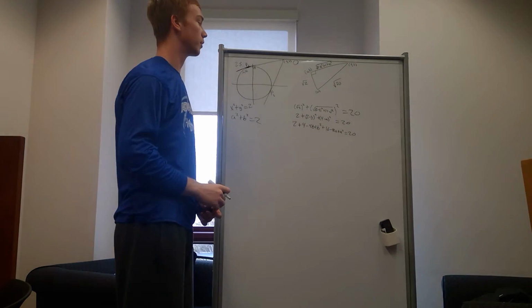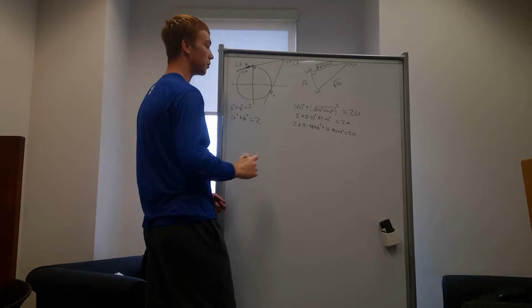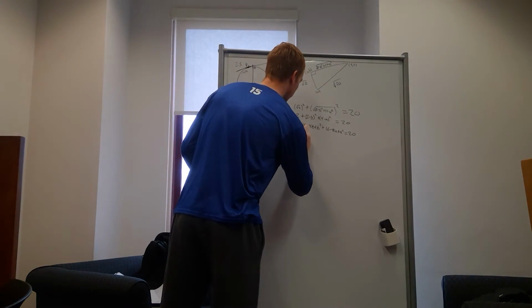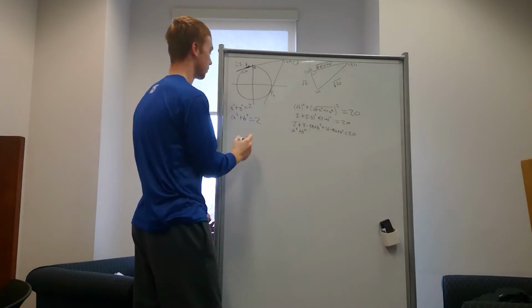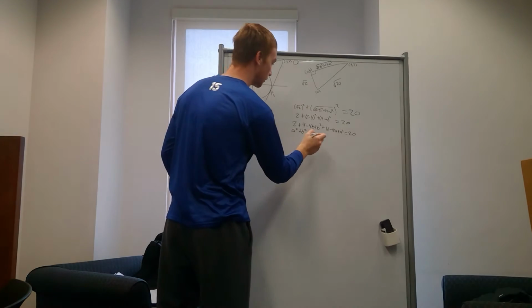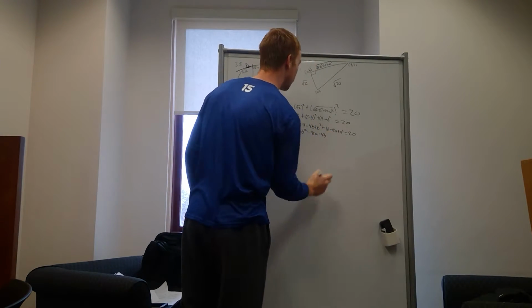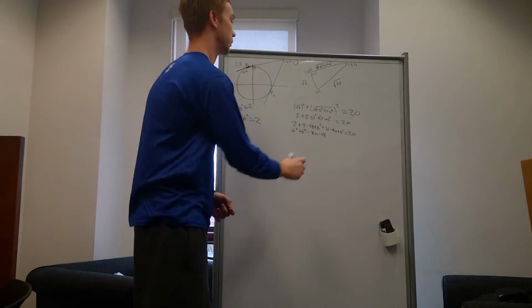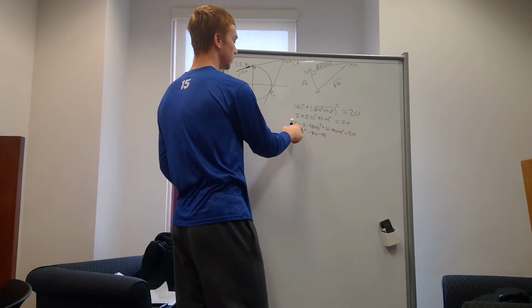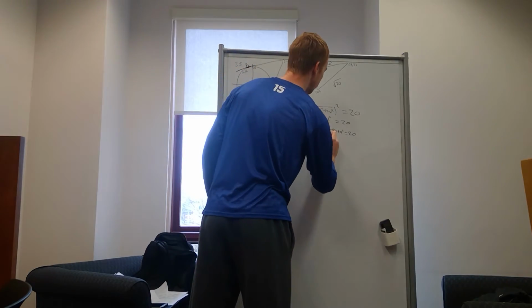So there, I just FOILed both those things out. I'm going to bring the A squared and the B squareds together. I'm doing that because then we're going to plug in 2 for that. Minus 8a minus 4b. I'm going to bring everything else to the right side. So 20 minus 16 is 4. Minus 4 is 0. Minus 2 is negative 2.